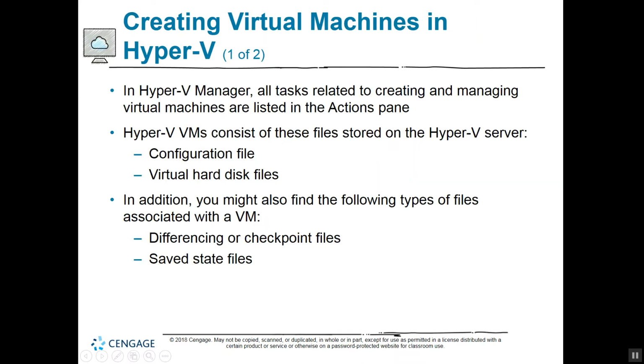Now, if we're going to create virtual machines in Hyper-V, all tasks related to creating and managing virtual machines are listed in the Actions pane. That's on the right-hand side. I pointed that out earlier. Hyper-V VMs consist of files that are stored on the Hyper-V server. There's a configuration file and a virtual hard disk file. Now, you might also have checkpoint files or state files.